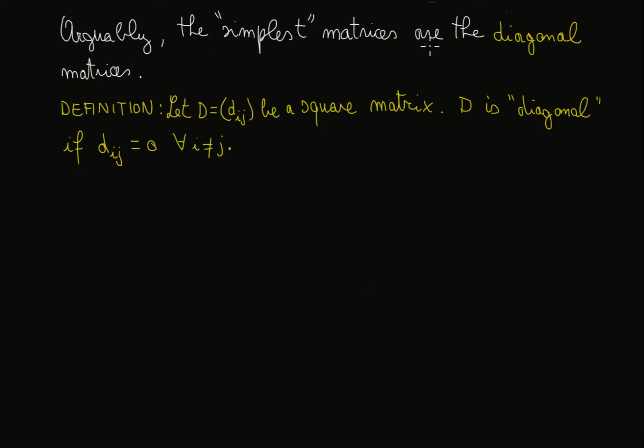Arguably, the simplest matrices are the diagonal matrices. So what is a diagonal matrix? Definition: let D with coefficients Dij be a square matrix. Then D is diagonal if Dij is 0 for each i different from j. So a diagonal matrix specifies its elements outside the diagonal, not along the diagonal. Along the diagonal, a diagonal matrix can have any scalar. There is no restriction. But outside the diagonal, it must be identically 0.